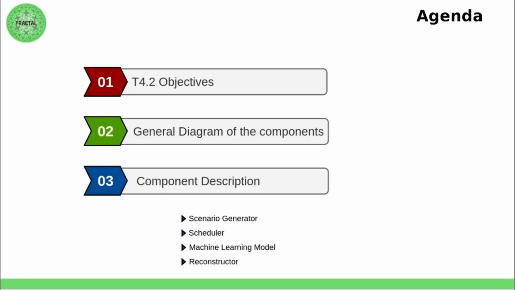First, I will give a short explanation of the objectives within the task. Then, I will provide a general view of the process to see how the components are connected with each other. Finally, I will explain each of the components, their purpose, and how to run them.